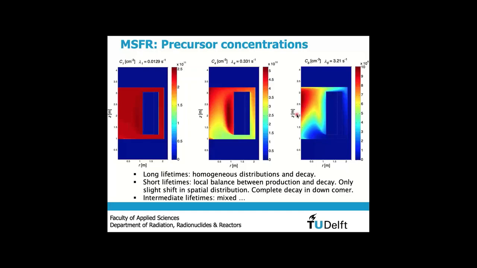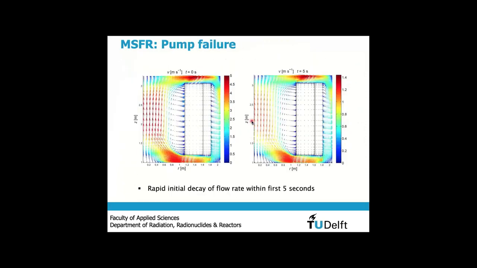So there's a balance between production and local decay. And then, of course, there are precursor groups that are somewhere in between, where all types of physics play a role. Now, and of course, these things can then be nicely explained if you also have them, because you also have the velocity fields. Now, one of the things you can then do with the MSFR is particular types of transients, and that's where this really comes into play, multiphysics modeling.